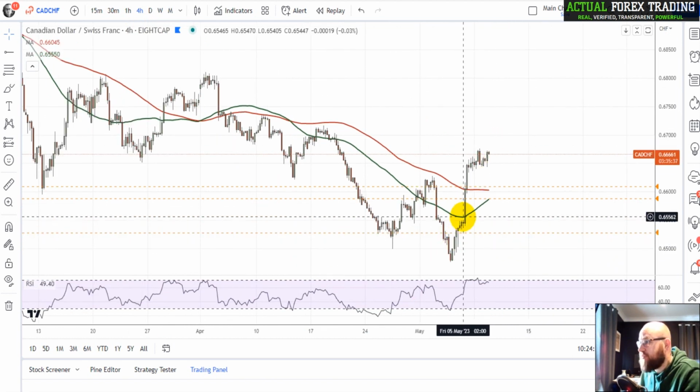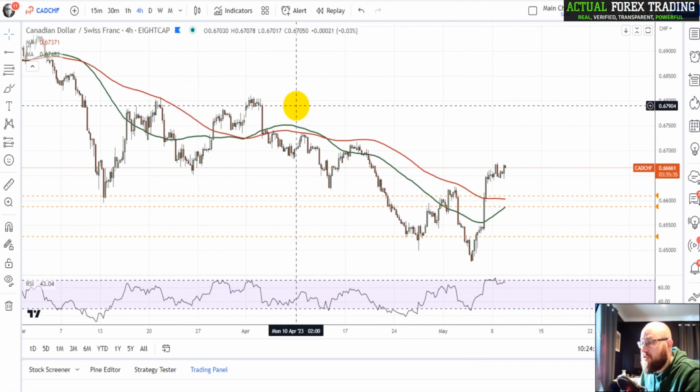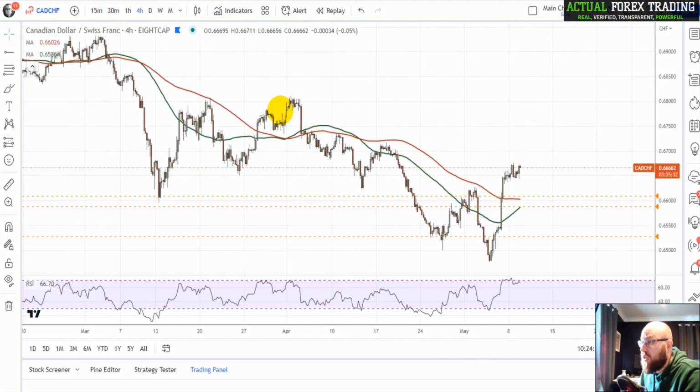Now I've been long for a while. Position is in profit. What I like about this 4 hour time frame, going back to technical analysis, momentum, price action, we have this downtrend here, nice clear swing highs, swing lows, which are all coming down, lower highs, lower lows. Price is now forming a higher high. The first structural indicator that the trend could be reversing.